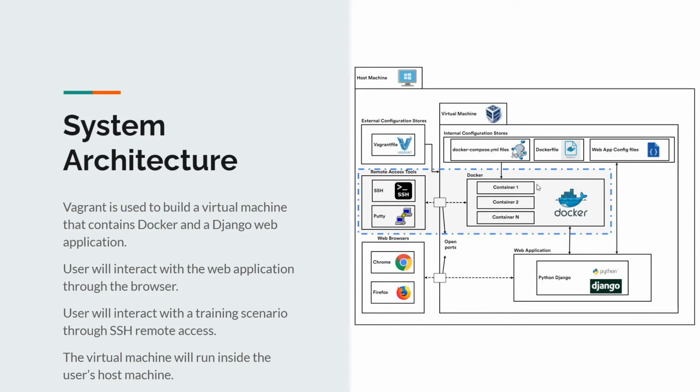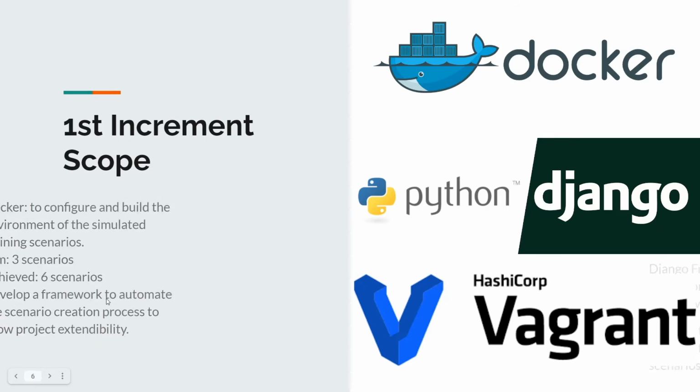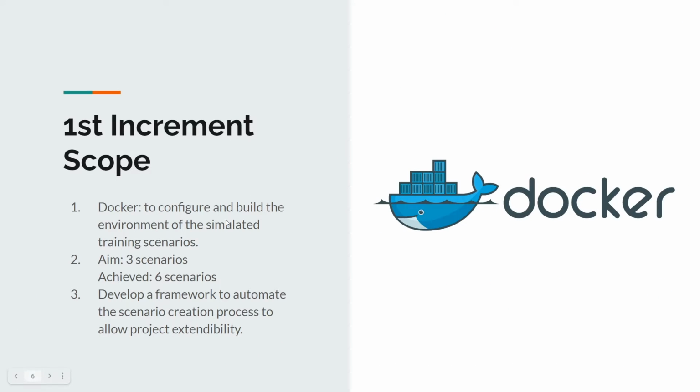So this is the Docker part and the containers and so on. Basically those are the technologies that are going to be used in the whole project. Docker to create the environment, the Django framework to create the web application, Vagrant to create the virtual machine that will package the whole solution. So the scope of this increment is basically only Docker.